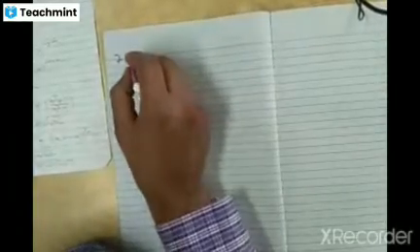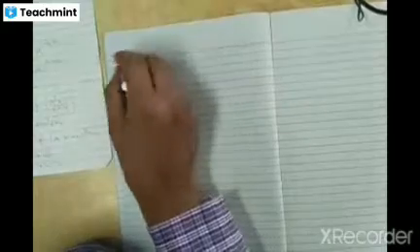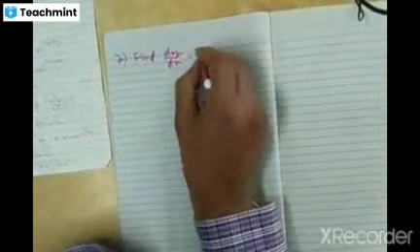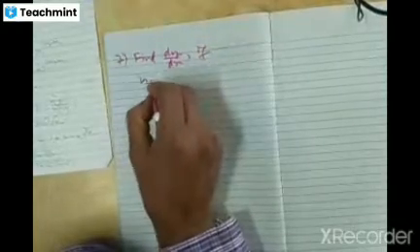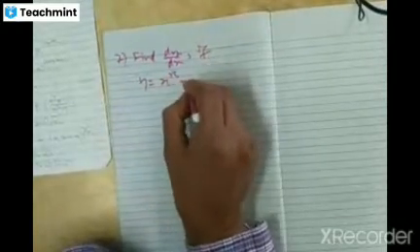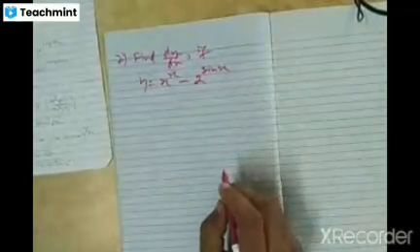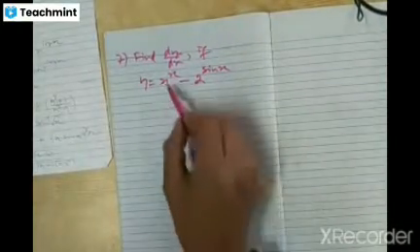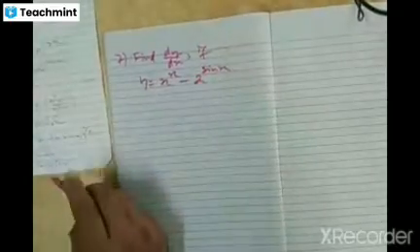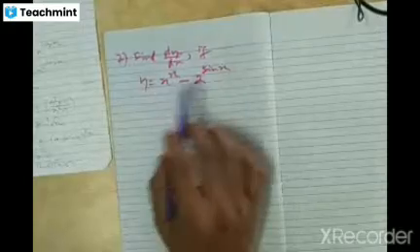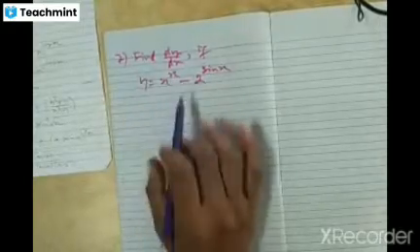The question is: find dy by dx if y is equal to x power x minus 2 power sin x. See here, the given function is a difference of two functions. Don't take log on both sides directly.